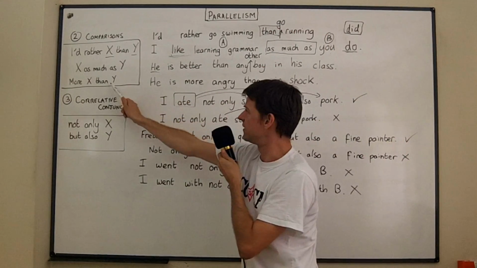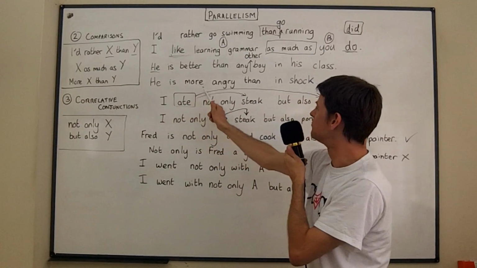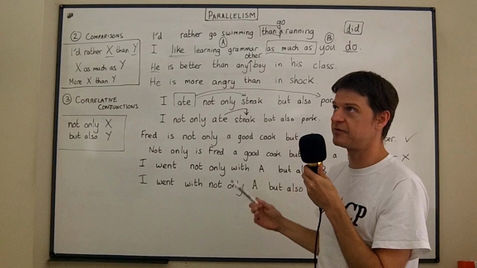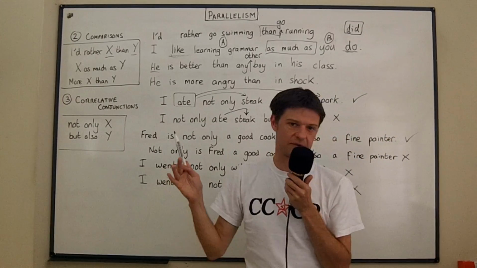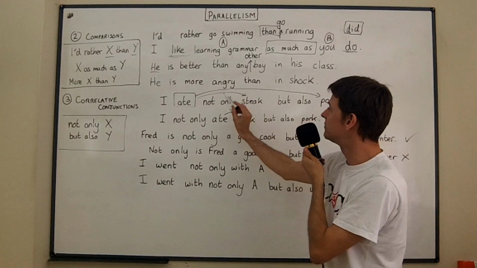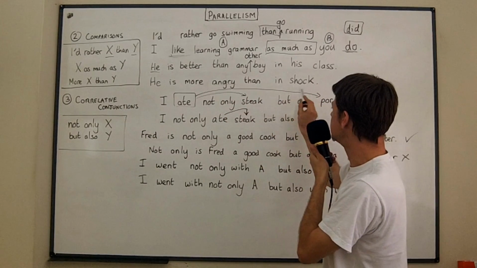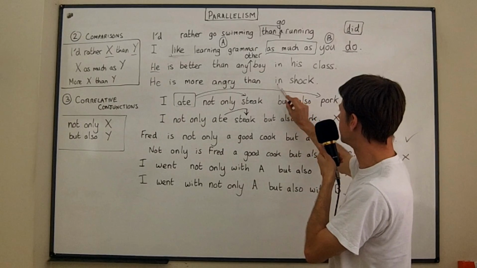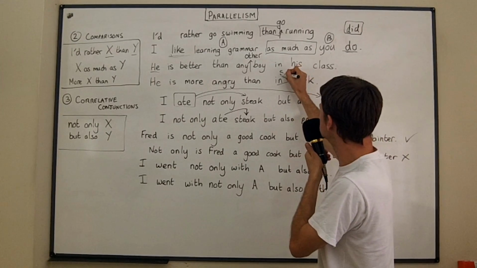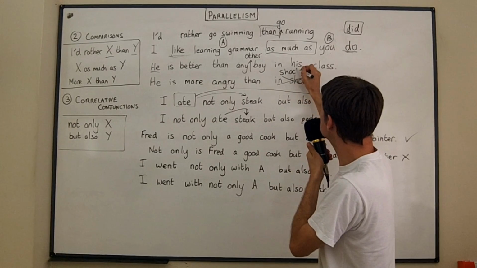Have a look at more X than Y now. He is more angry than in shock. Now I hope you can see perhaps from the last lesson, where we looked at the fact that these have to be similar words. This is an adjective, this is a prepositional phrase, preposition and noun, and so really we should just change this to shocked. He is more angry than shocked.